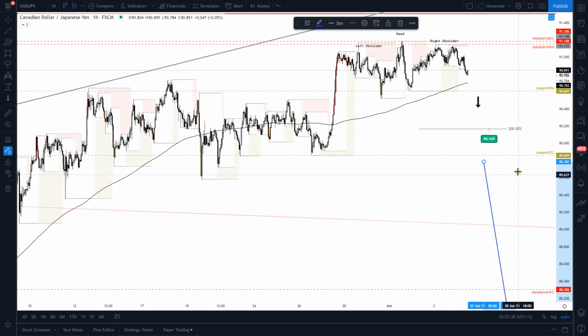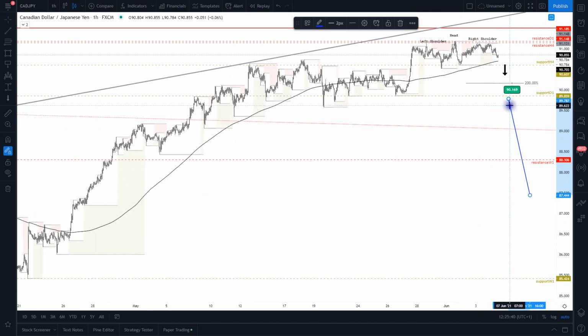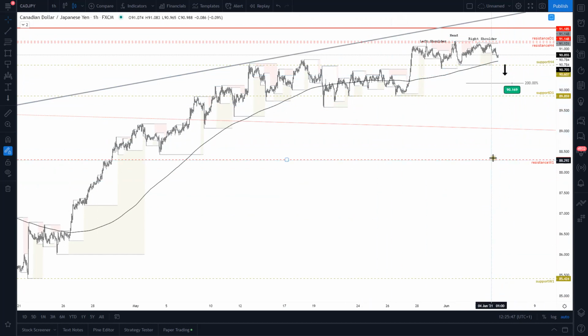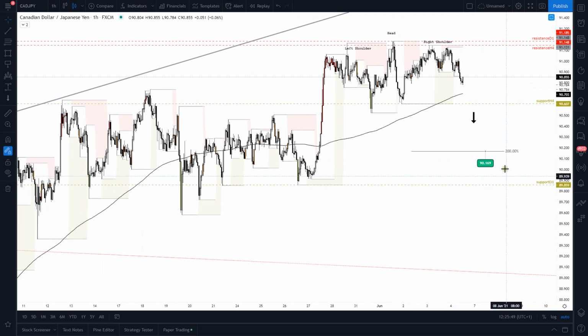If the market decides to fall from this price zone, then eventually it will offer me an opportunity to manage the position, to start partitioning my position and try to trail this position if triggered. At least that's what I'm expecting.